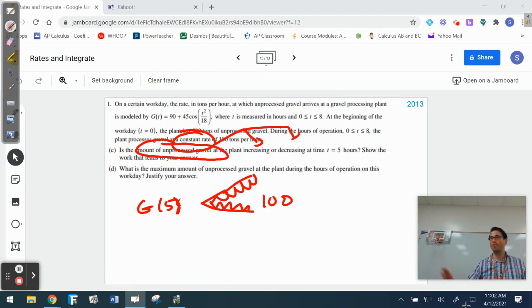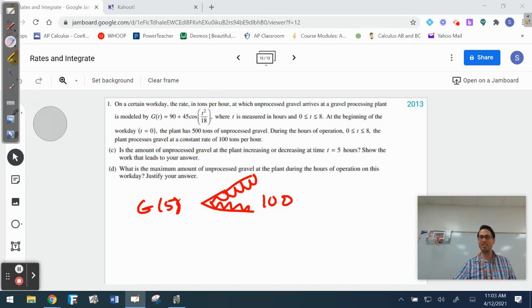So the processed gravel, we're processing it faster. So what would that mean? The correct answer would be: at time t equals 5, the rate at which the unprocessed gravel is arriving is less than the rate at which we process it. That's all you have to say. So that means the amount of unprocessed gravel is decreasing, right? Because we're processing it faster than the unprocessed gravel is arriving.